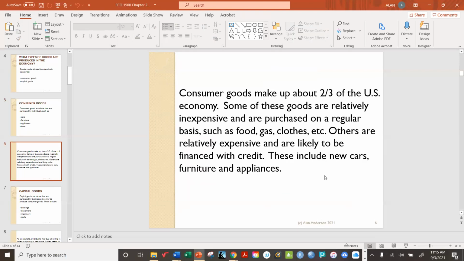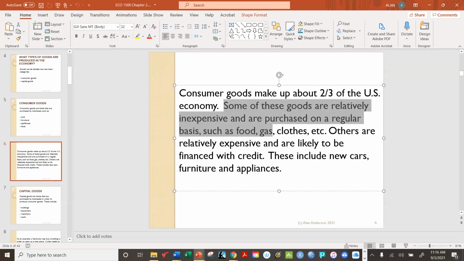Now, the consumer goods that are purchased in the United States make up about 2/3 of the economy. Okay, in other words, if you look at all the values of all the goods and services that are produced in the US economy, roughly 2/3 of them were intended for the consumer market. Now, if you look at all the things you buy on a regular basis, some of these goods are fairly inexpensive and we buy them on a regular basis.